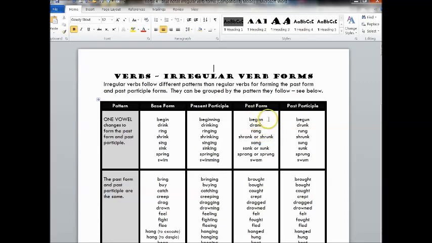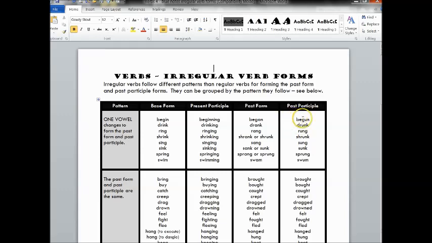I began my homework. She drank a cup of hot chocolate. The bell rang 5 minutes ago, and so on. And then the past participle is always used with the helping verb have in front of it, some form of have. Have, has, had, or will have.